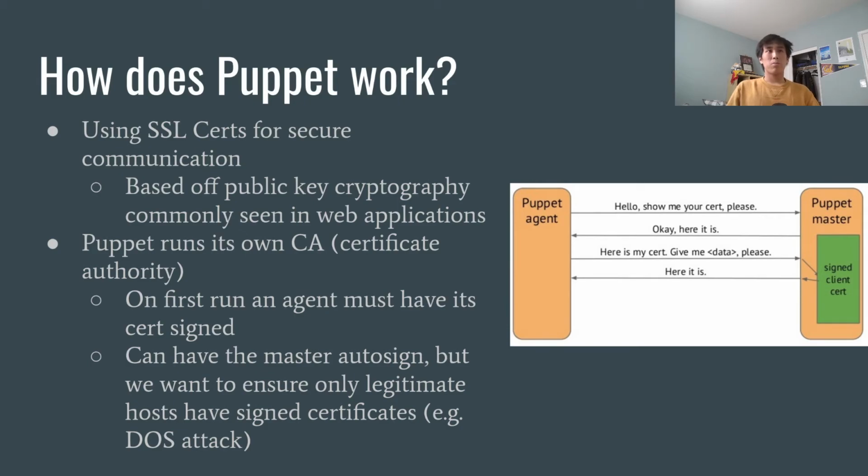So how exactly does the communication work? Puppet uses SSL certs for secure communication, and you've definitely used this before if you've ever used HTTPS, and if you aren't using HTTPS, you probably should be. It's based off of public key cryptography commonly seen in web applications. To use this, Puppet runs its own certificate authority, or CA. On the first run, the agent has its cert signed. This is because we want to prevent DoS attacks, and ensure that only legitimate hosts have signed certificates so that communication is nice and smooth.